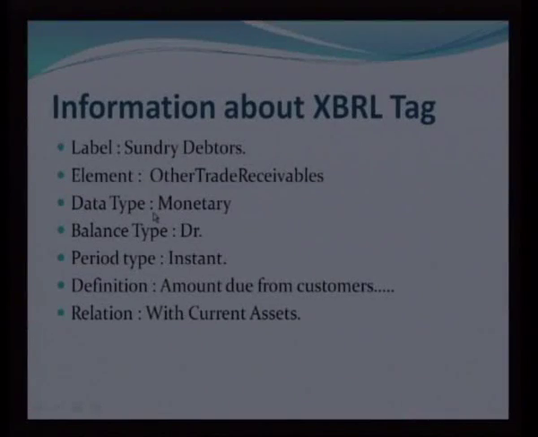Now some more information about the tag. A tag has a label, say sundry debtor, and the element, that is other trade receivable, is the element which will be unique throughout the taxonomy. Then what is the data type? It is monetary data type. We all know that sundry debtor has a balance type of debit. Instant means that this is a balance sheet item. And definition: if a layman wants to understand what sundry debtors means, he can go to the definition, and it says it is the amount due from the customers. And what is the relationship? It is directly related to the current assets.